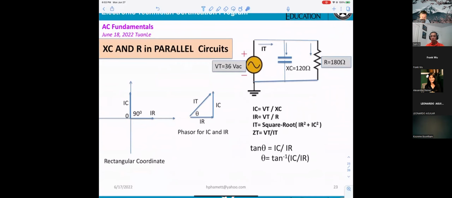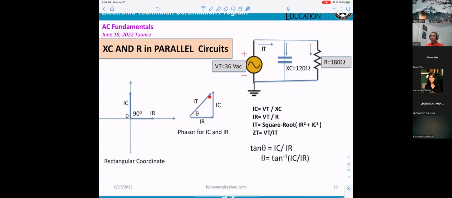Now, if you're looking at this parallel circuitry, you want to draw the vector. IR will be on the time axis, at 0 degrees. And you know IC leads IR by 90, so it goes up. We transfer that into the vector here. First draw IR, then IC 90 degrees going up. That will give you the total IT.